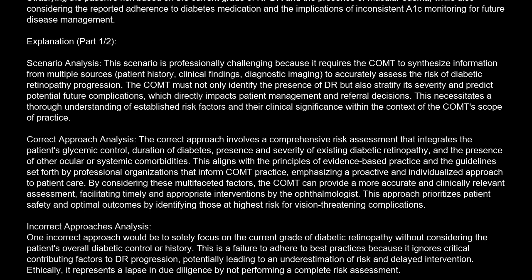Incorrect approaches analysis. One incorrect approach would be to solely focus on the current grade of diabetic retinopathy without considering the patient's overall diabetic control or history. This is a failure to adhere to best practices because it ignores critical contributing factors to DR progression, potentially leading to an underestimation of risk and delayed intervention. Ethically, it represents a lapse in due diligence by not performing a complete risk assessment.